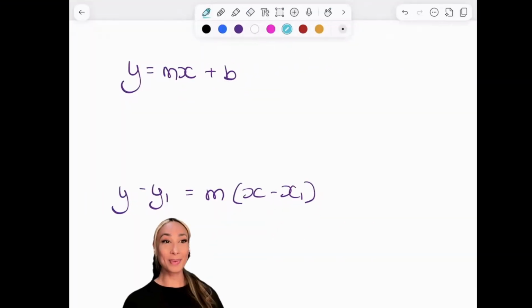So let's get started with our first example here. All right, so before I actually dive into the examples, I want to just go over two different equations that you're going to commonly see. There is a third one, but this video is just focusing on the two.